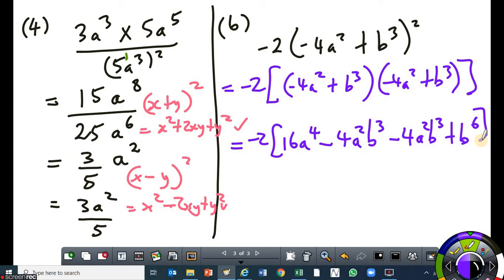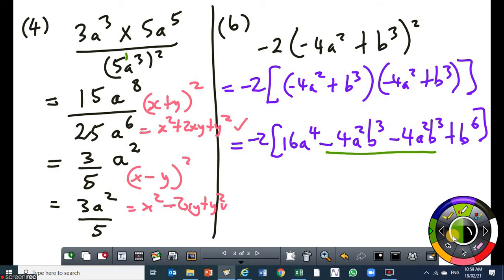Then from here now, we simplify what's inside the square bracket. We have got like terms here, so I can simplify. Once I simplify what's inside the square bracket, then I'll distribute the minus 2 inside. That's what I'm going to do. So my next step would be to write minus 2 times 16a to the power of 4 minus 4a squared b cubed minus 4a squared b cubed.